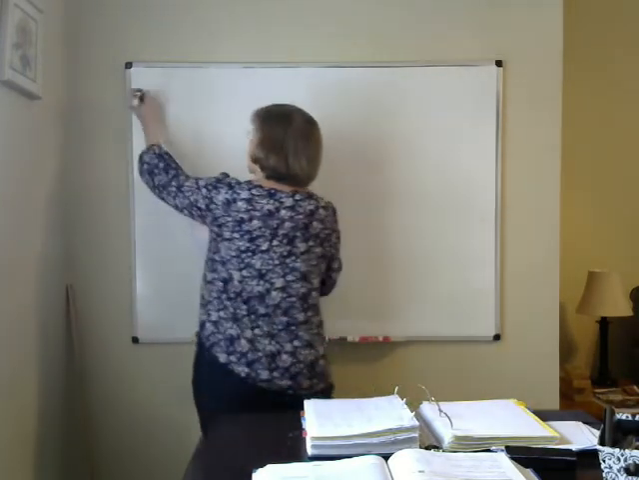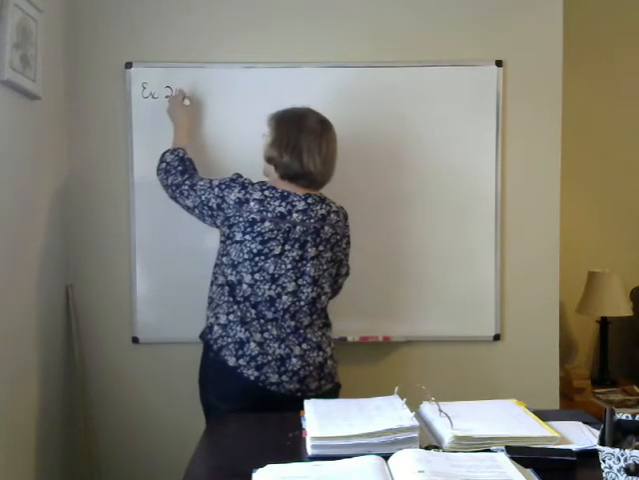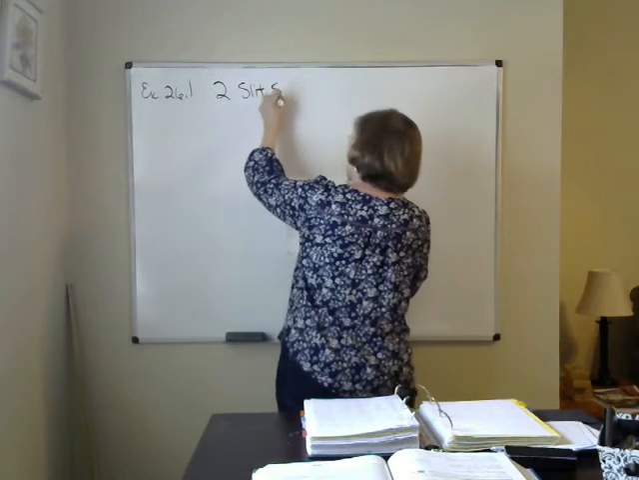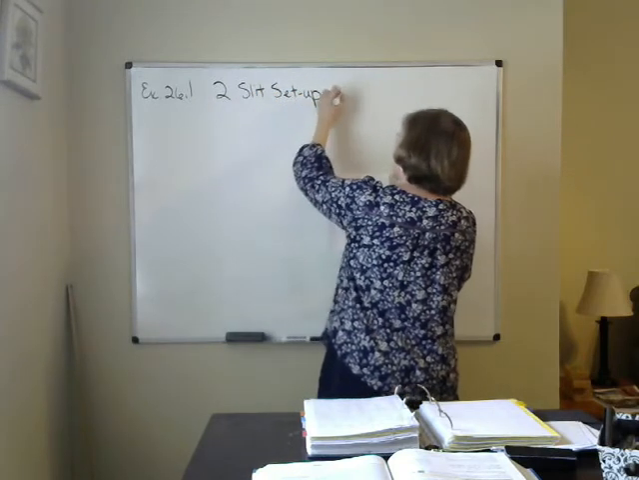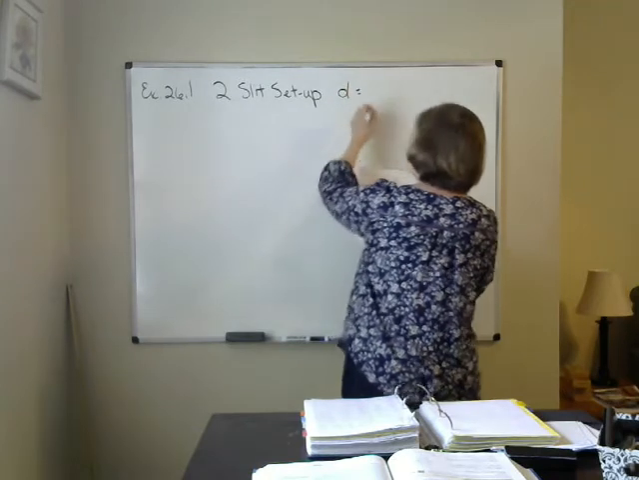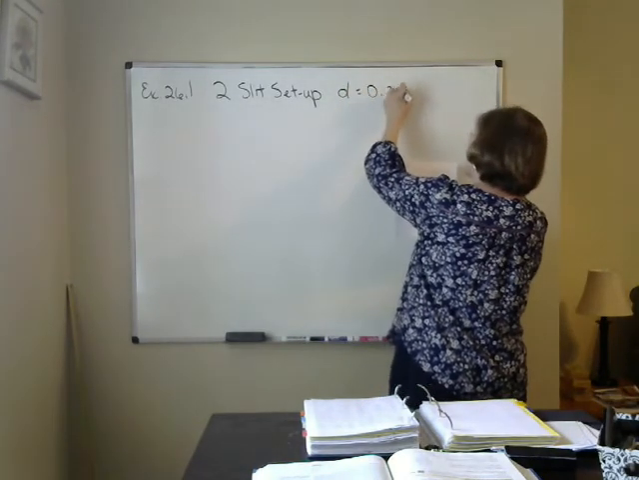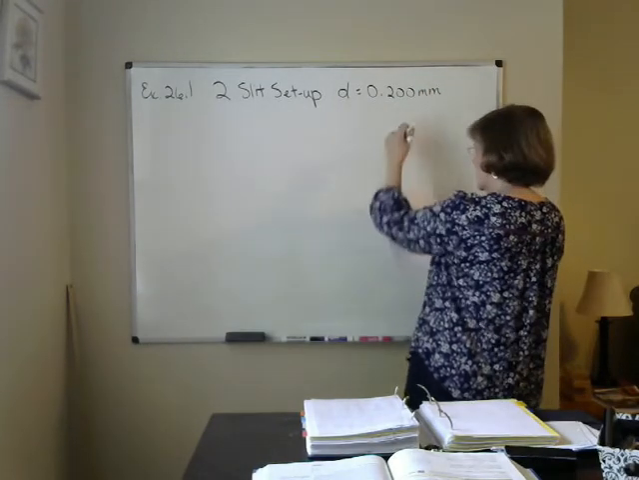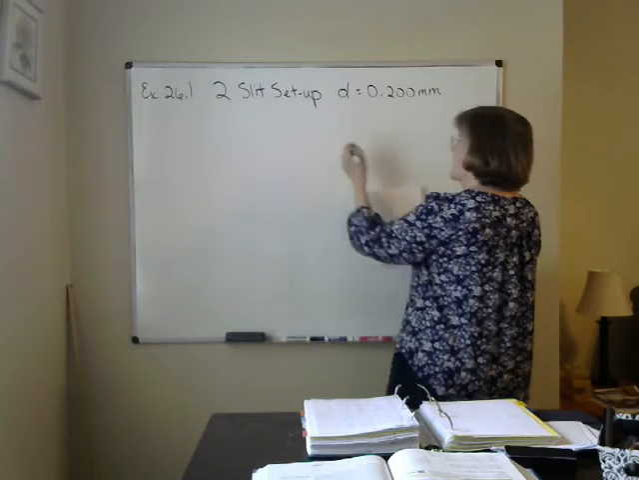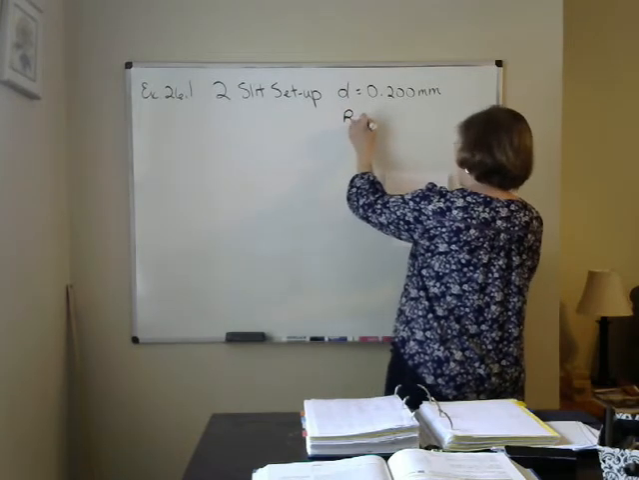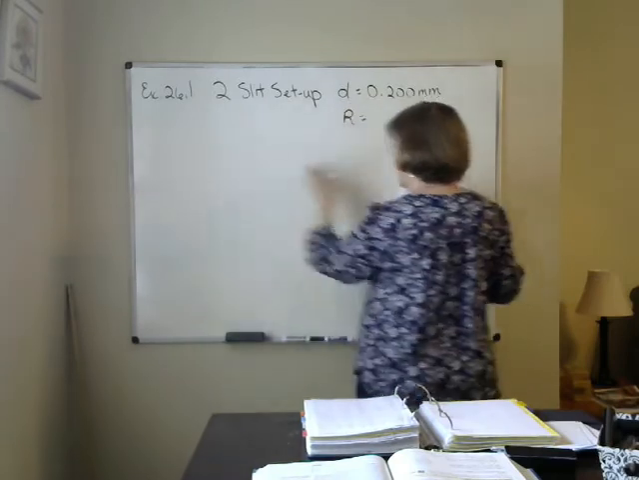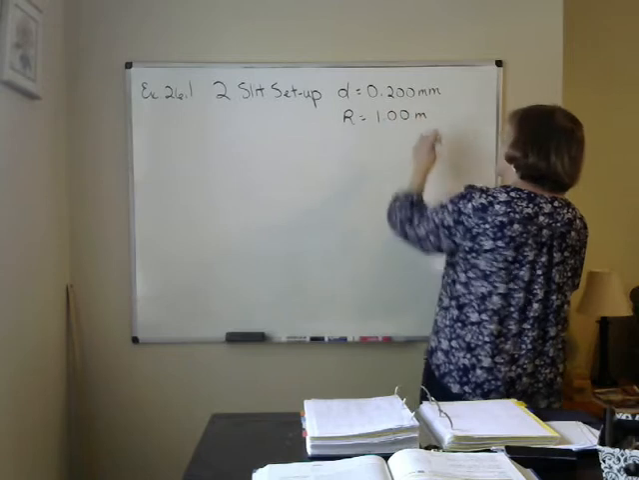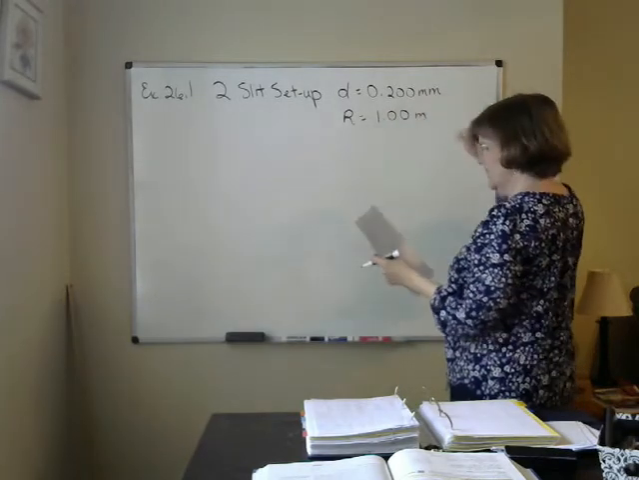All right, so example 26.1 out of your book. We have a 2-slit setup. D, which is the distance between the 2 slits, is 0.200 millimeters. So we've got 3 significant digits. Those are really close together. The distance between the slits and the screen is 1 meter. You'll notice that is very large compared to 0.2 millimeters.